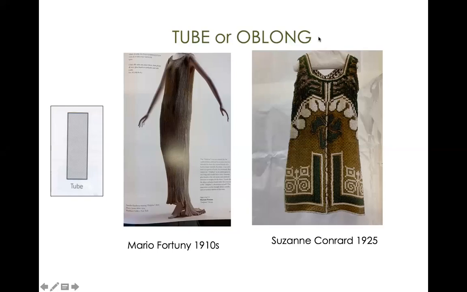Let's look first at the tube or the oblong shape, which is the most simple of all of the silhouettes, of course, because it's just two straight lines with a top and bottom. So this is one of the most basic silhouettes, and it goes in and out of fashion with various different iterations. This first photograph is a dress by Mario Fortuny, an Italian designer who was working in the 1910s.